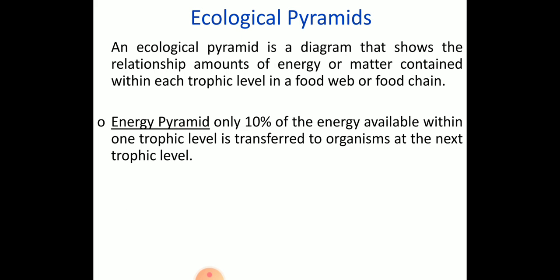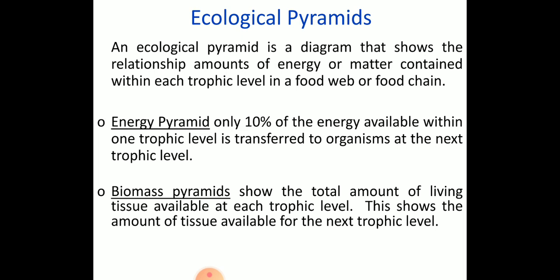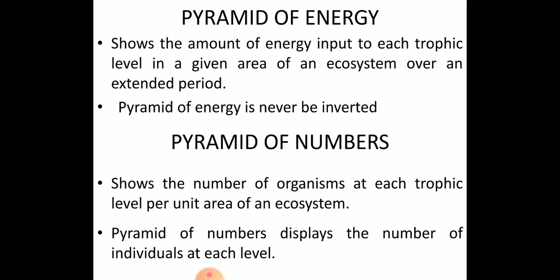So there are different kinds of ecological pyramids. That's a pyramid of energy, pyramid of biomass, pyramid of number. In the energy pyramid, only 10% of the energy available within one trophic level is transferred to the next trophic level. In the pyramid of biomass, how much biomass is being utilized, and the next one is a pyramid of number. Here, how many organisms occupy a particular trophic level will be explained with the pyramid of numbers.